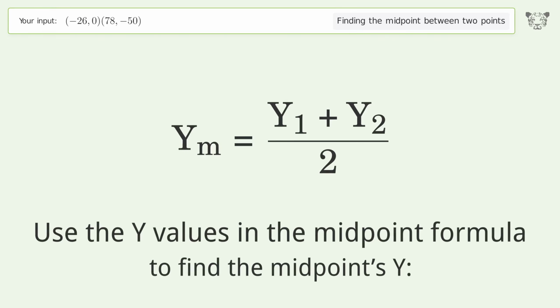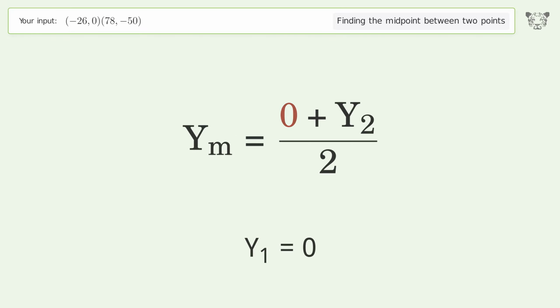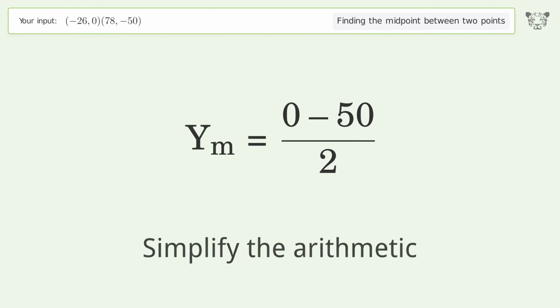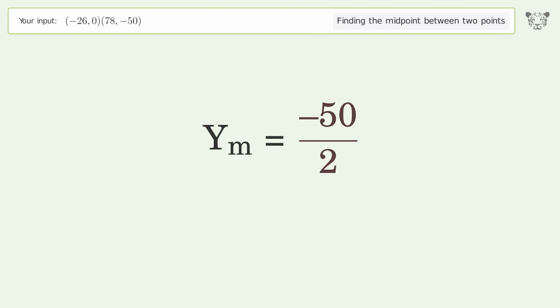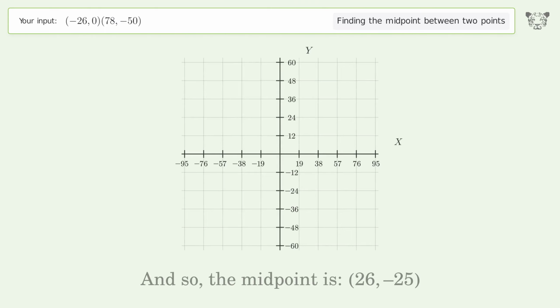Use the y values in the midpoint formula to find the midpoint's y. y1 equals 0. y2 equals negative 50. Simplify the arithmetic. And so, the midpoint is 26, negative 25.